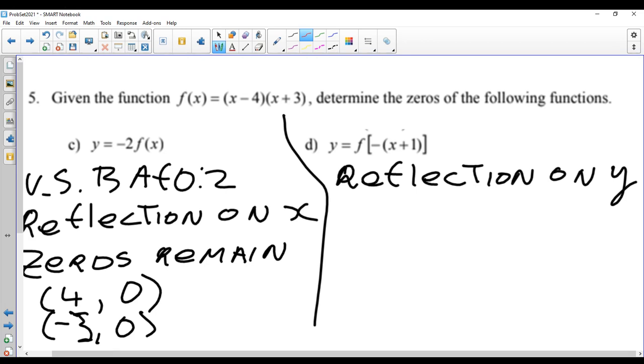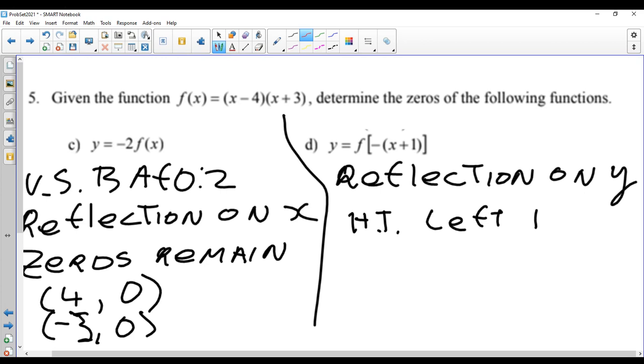What else is going on? Let me come to the front of the room now. What else is going on, apart from the reflection on the y, which affects the x, by the way? For D. Nice. HT left 1. HT left 1.